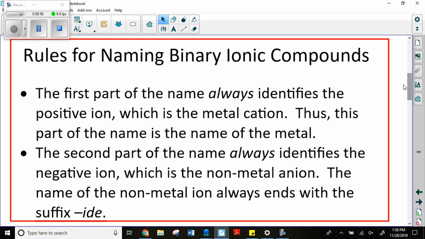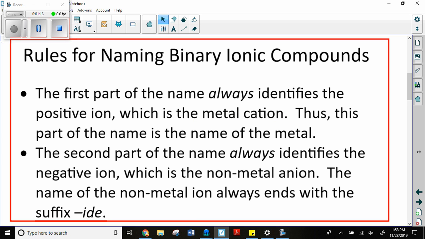So binary, remember, bi means two. Ionic, we're dealing with two ions. And metals, LEP, GEN: lose electrons positive, gain electrons negative. So the first part of the name always identifies the positive ion, which is the metal. Okay, we've got that in here.